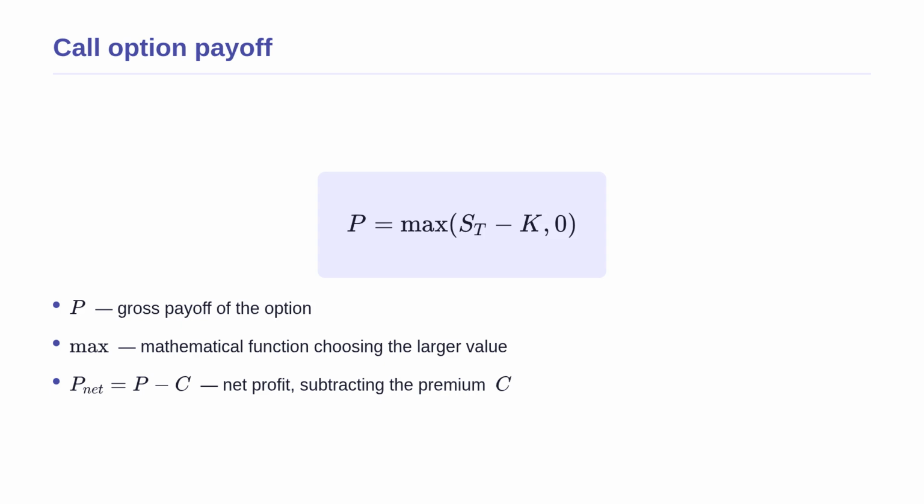In this formula, P represents the gross payoff. The mathematical max function means we must choose whichever number is larger between the two options provided inside the parenthesis. We compare the profit from buying at the strike price against a flat 0. We choose 0 if the market price is lower than the strike price, because a rational person would simply walk away rather than overpay. Finally, to find the true net profit, we use a second simple equation. P net equals P minus C, where C is the initial premium or fee you paid to buy the option in the first place.